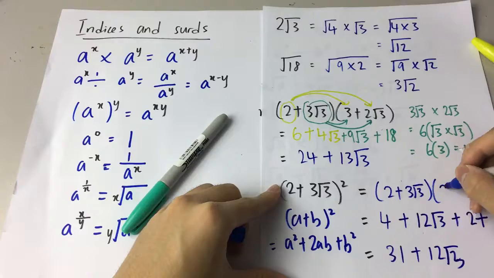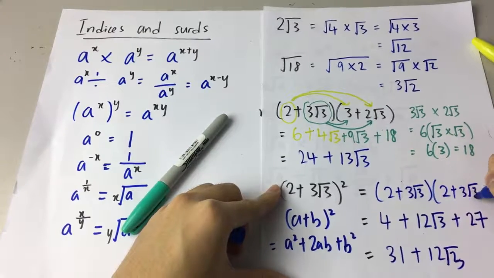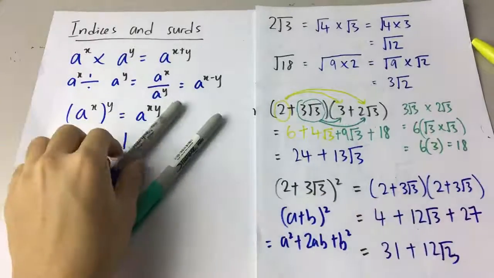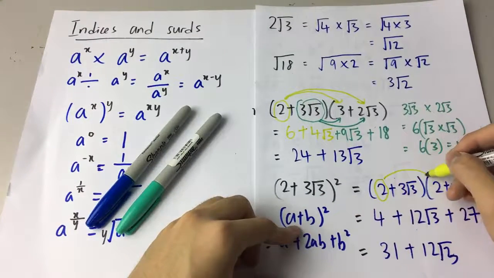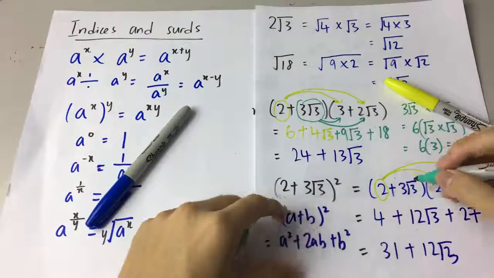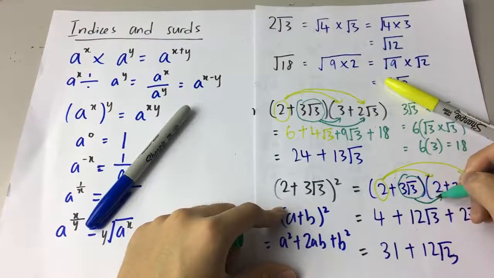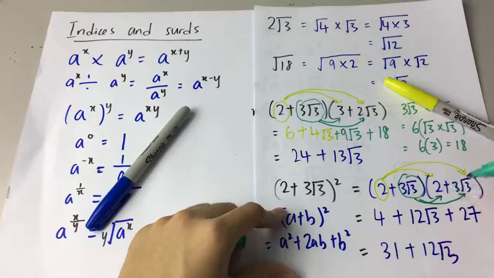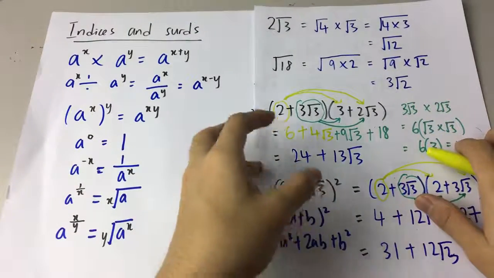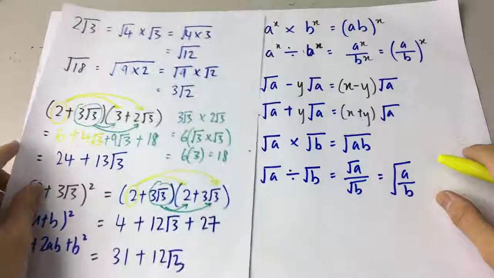If you can't do it, you can do it slowly. Nobody is rushing. You can do it like this, times, and you'll get the same outcome. Never mind. Now we'll proceed to rationalizing.